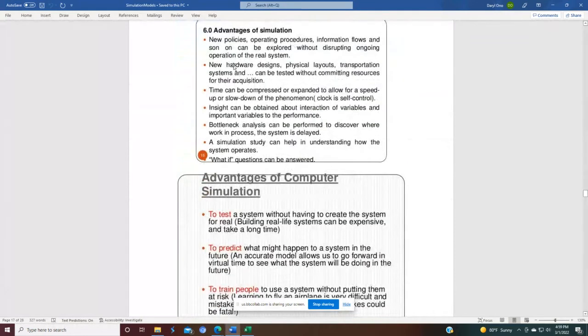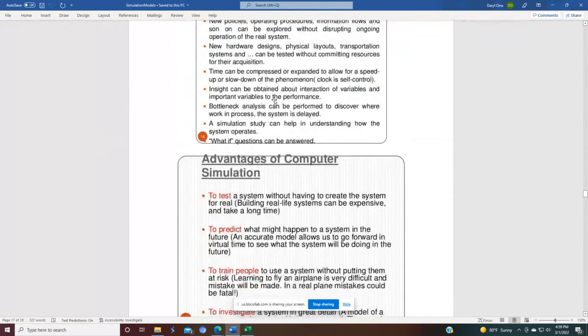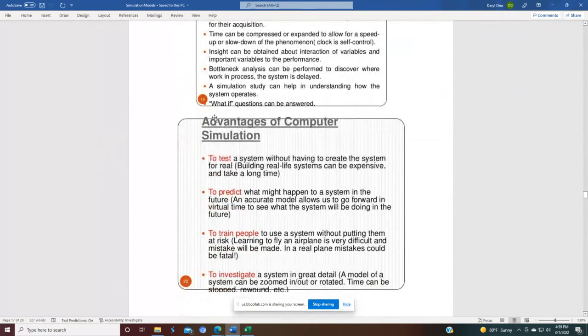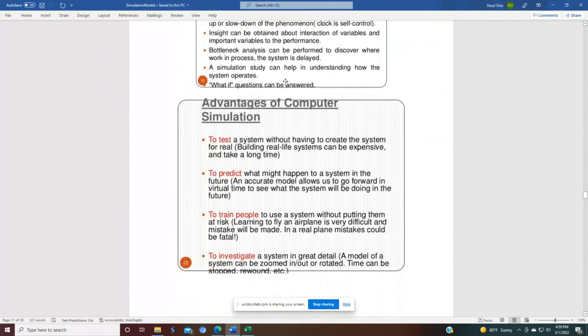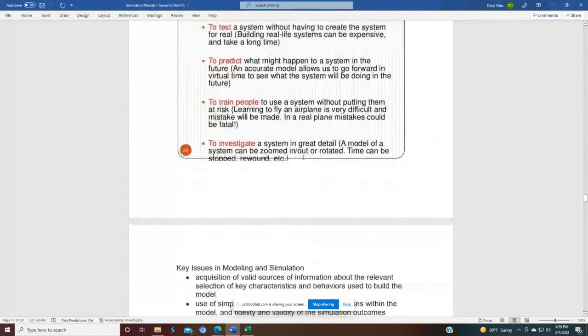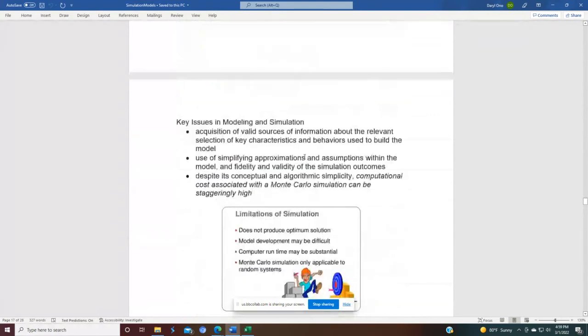All right? These slides will talk about the advantages of simulations: to test, to predict, to train, to investigate. This is a good slide down here. This slide up here is more complete, but this slide down here does a good job of explaining the advantages of computer simulation.